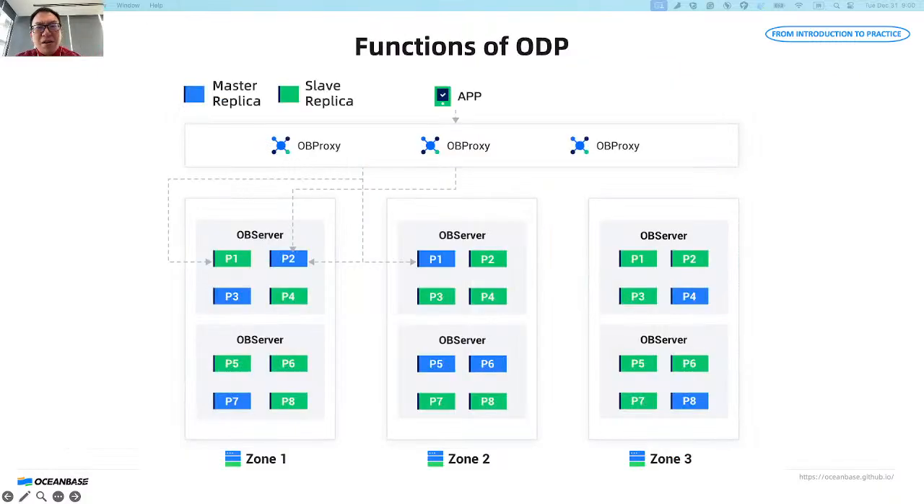Now, here is the question. Accessing the database through the ODP involves an extra step compared to directly connecting to OB server. So, why is ODP needed?